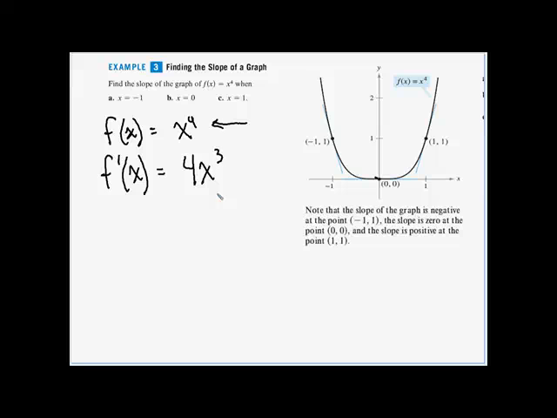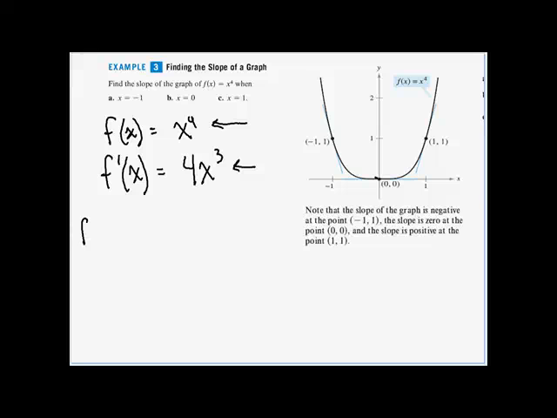Remember, this is our position function. It tells us the height we are at for any given x coordinate. This is our derivative. It will give us the slope at a given point. This will tell us the instantaneous rate of change occurring at any x value we want to plug into the derivative. All right, let's check these out.